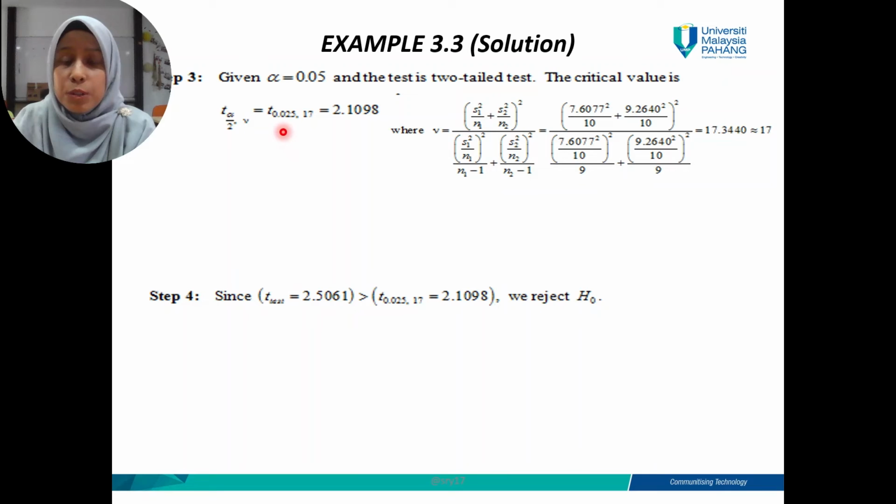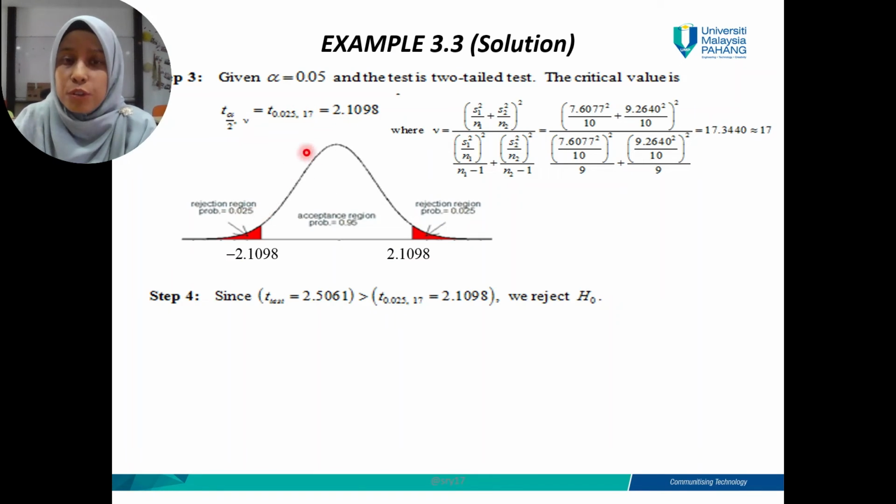Therefore, your critical value is t 0.025, 17. Make sure you can find this value in your stats table. It is 2.1098. Then you can draw your rejection and acceptance regions separated by the critical values: negative 2.1098 on the left-hand side and positive 2.1098 on the right-hand side. This is a two-tailed test, that's why the rejection region looks like this. So, done on that part.